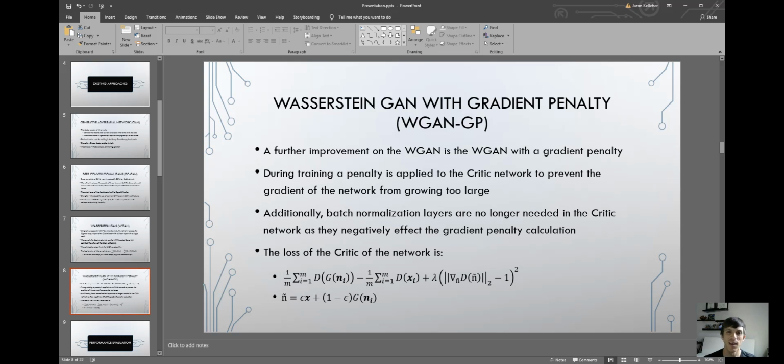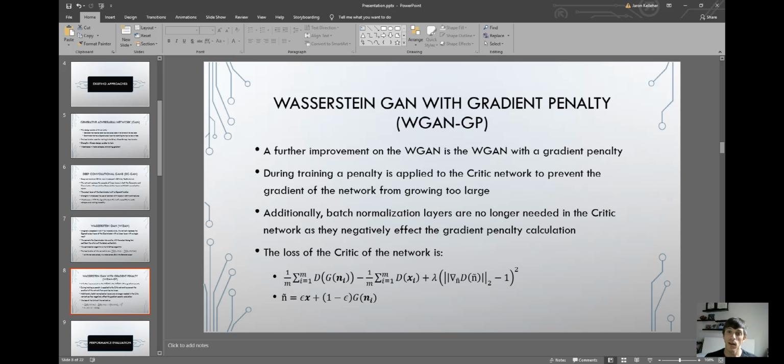Generally, the lambda is 10 for this network, and when calculating the penalty, you're no longer using just the real or the fake. You're using a combination of the two, with some epsilon number to combine the data, and that's what you're using to calculate your gradient penalty. What this did was introduce real stability into the training of the network, so that you're no longer getting mode collapse, you're no longer getting vanishing or exploding gradients, and it allows the generator and discriminator to always train.